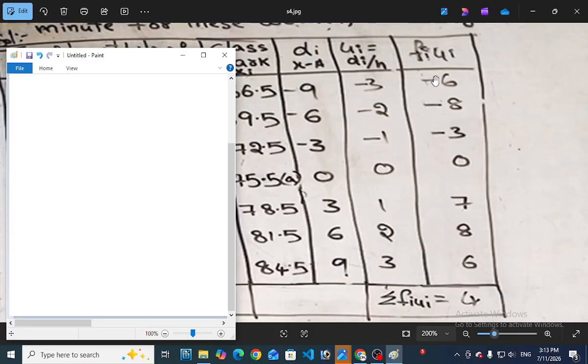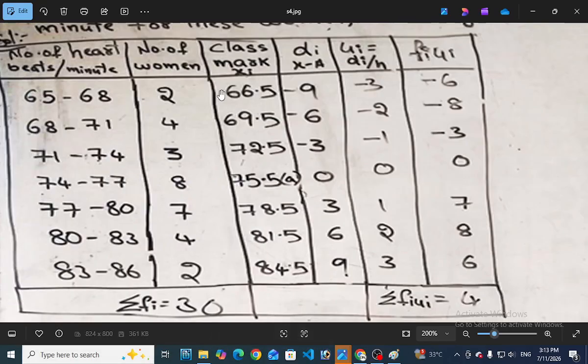After getting the step deviation, we are going to find the product of frequencies and step deviations to find the solution to the problem. The product of frequency and ui, which means step deviation: 2 into minus 3 is equal to minus 6. Then 4 into minus 2 is equal to minus 8. 3 into minus 1 is equal to minus 3. 8 into 0 is equal to 0. 7 into 1 is equal to 7. 4 into 2 is equal to 8. 2 into 3 is equal to 6. These are the products of the frequencies and step deviation.